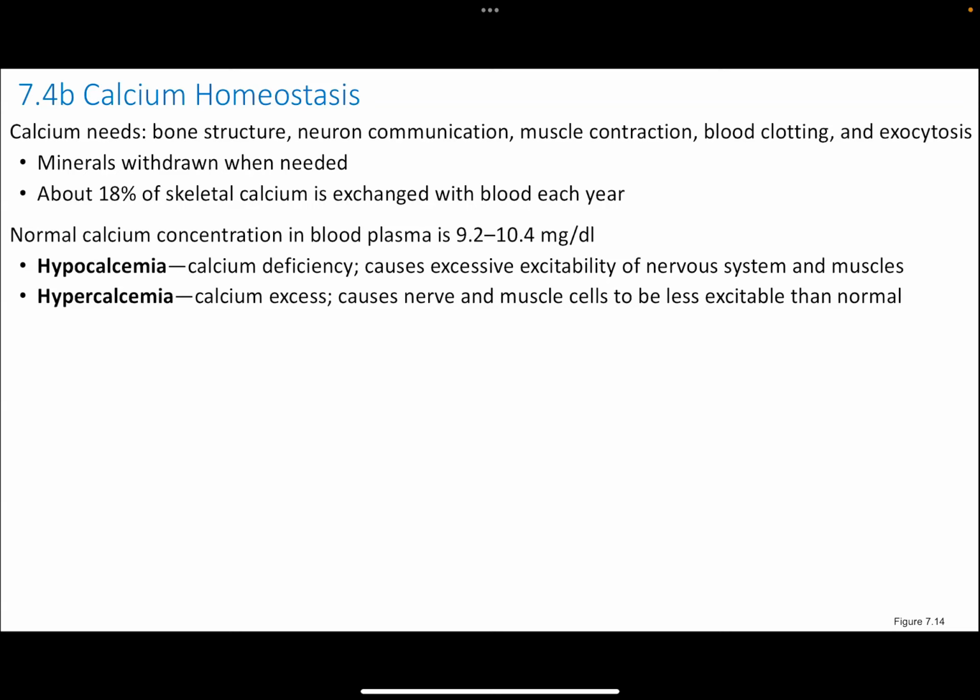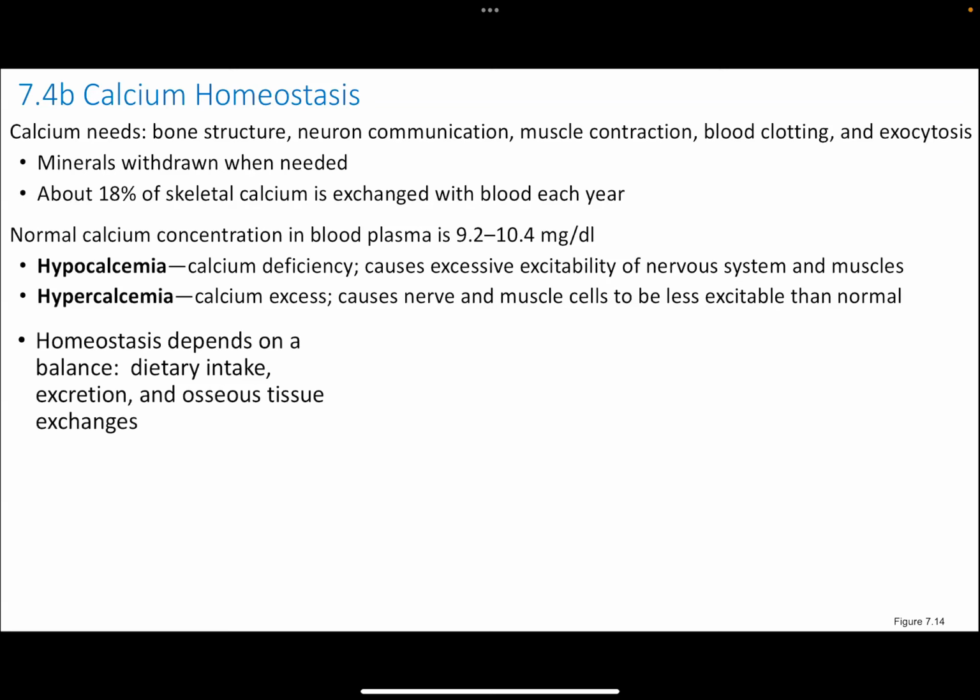When you have an excess of calcium, we call that hypercalcemia. And this results in the opposite symptom. The nerves and muscle cells are less excitable than normal because there's so much calcium around, so they're not as excited about it. Homeostasis of our calcium levels is going to depend on balancing several things.